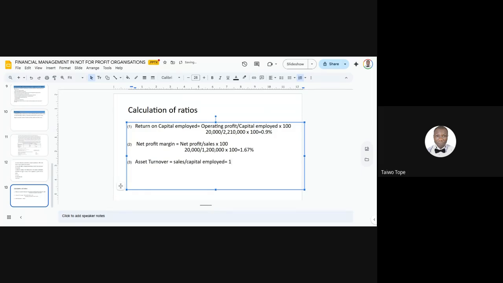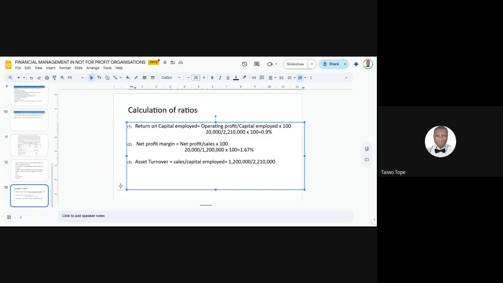We have it as 1.2 divided by what? The capital employed from the question is what? 2,210,000. It's clearly given. So the answer is 0.54. You know, we are not multiplying by 100.